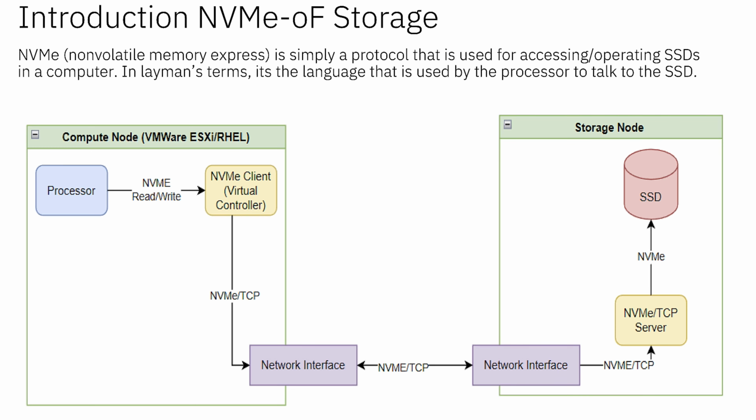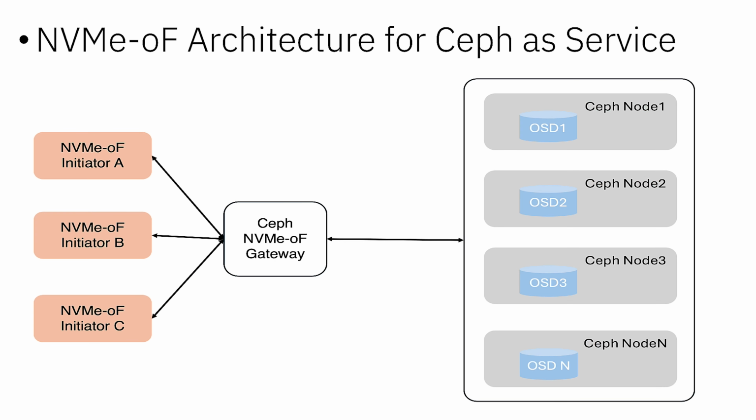NVMe is a simple protocol that is used for accessing and operating SSDs in a computer. When we utilize the NVMe protocol over a TCP/IP stack, we call this NVMe over TCP or NVMe over Fabrics. In Ceph-as-a-Service, we have our Ceph storage nodes which are used for providing storage. We have the Ceph NVMe-oF gateway for providing NVMe over TCP, and we have the clients or the NVMe-oF initiators used for consuming the storage.